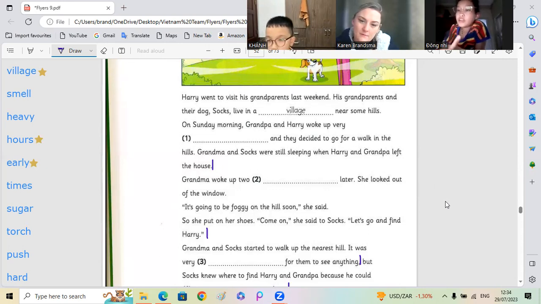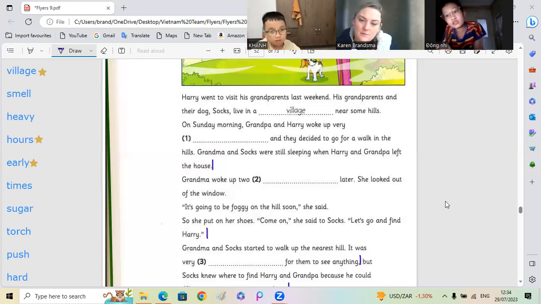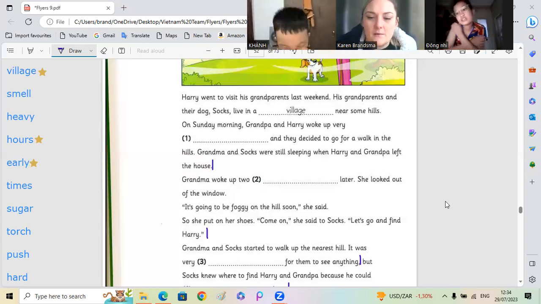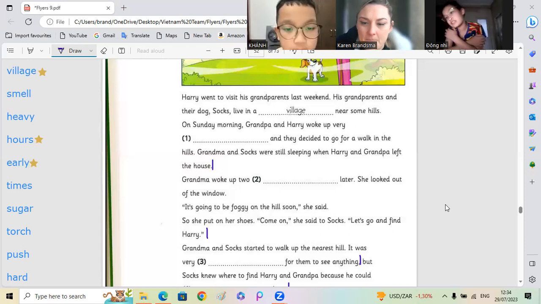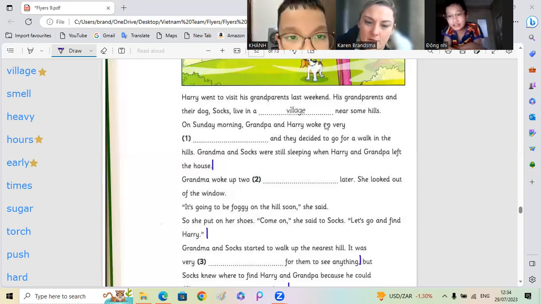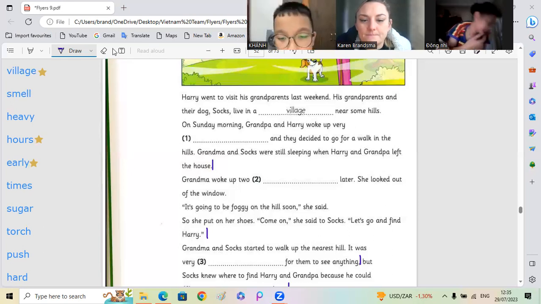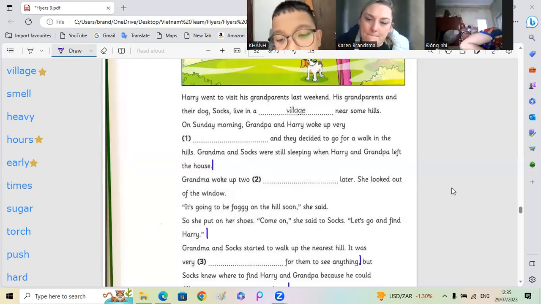It's going to be foggy on the hill soon, she said. So she put on her shoes. Come on, she said to Socks, let's go and find Harry. Grandma and Socks started to walk up the next hill.